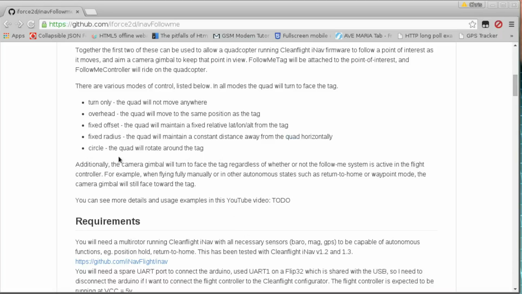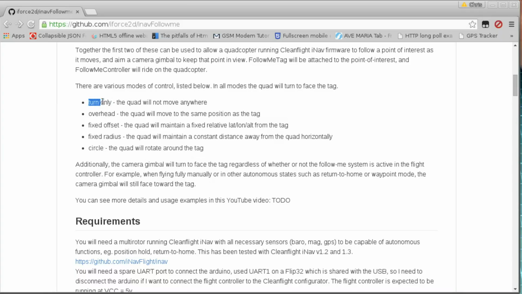And finally we have circle, which is where the quad will rotate around the tag. And the radius of the circle for the circle case and the fixed radius case will depend on what the distance was between the quad and the tag when you enter follow me mode. Anyway, so let's have a look at some video examples of each of these.